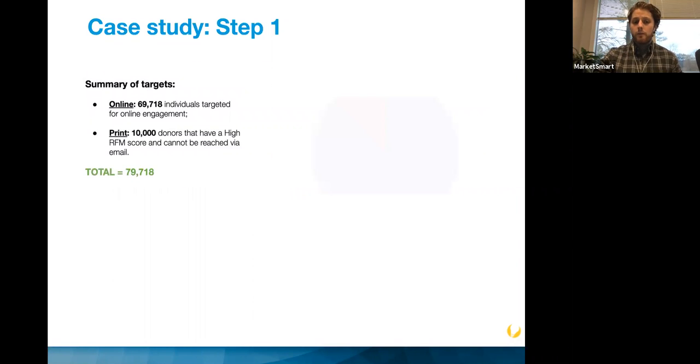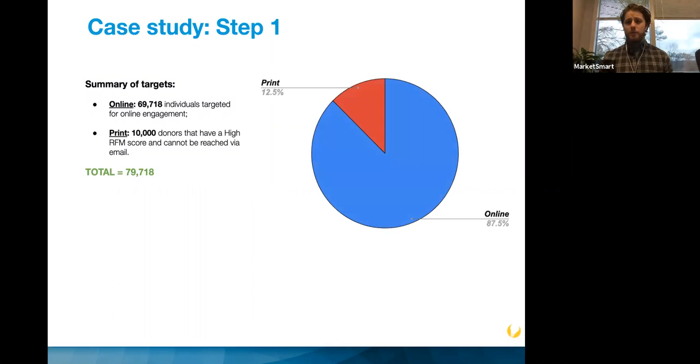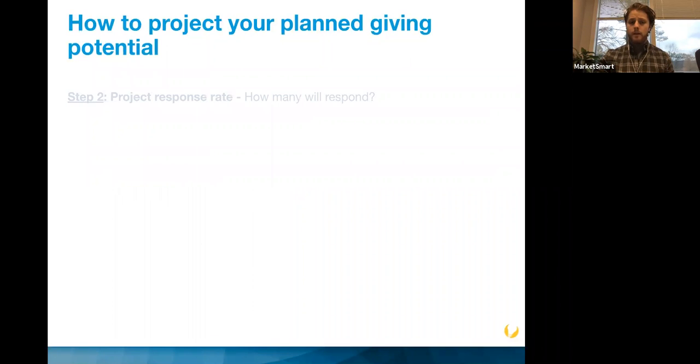Okay, so what's the summary here? What we're looking at is going out and engaging with about 80,000 people, most through online, again, more cost effective, some through print. And we're going to target our print to obviously those who have those best or high RFM scores. So that was all step 1. Again, very involved. It's simulating and thinking about, okay, how are we going to engage our database and break our database out by these RFM categories?